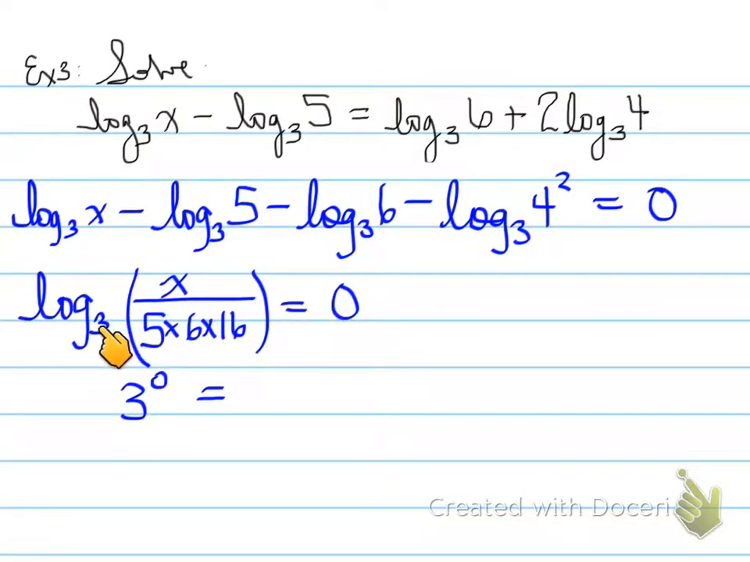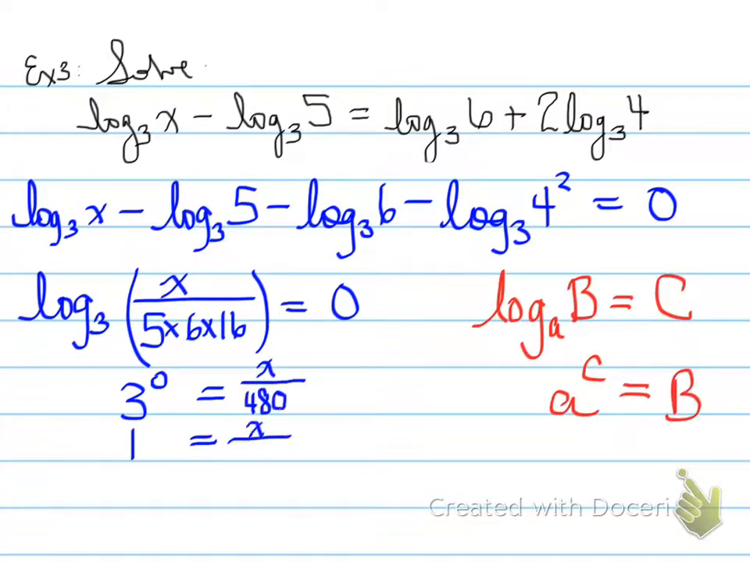What do we do now? We take the base to the exponent equal to the argument. And the argument here is going to be x over 480 is equal to 3 to the power 0. So x over 480 is equal to 1. x is equal to 480. So the value of the answer to this is x equals 480. When I plug it in here, we will get the same right answer. This information here is to remind you of how to convert a log to an exponential, or an exponential to a log.